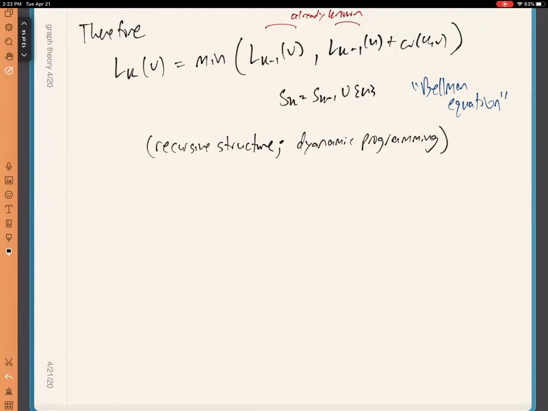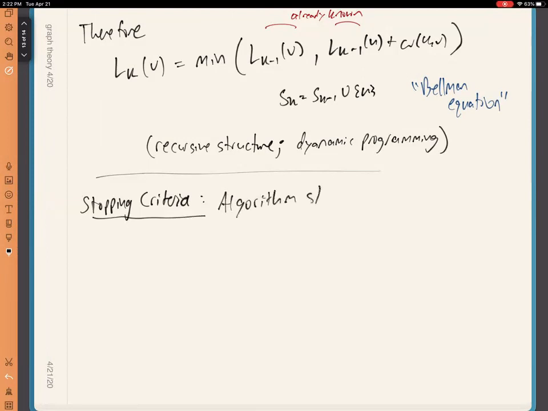Okay, and so that's how step K works. Well, the algorithm's not going to go on infinitely, so what is the stopping criteria? When does it stop? Well, the algorithm stops at step M, and I'll tell you how you find M. It stops exactly at the step M when Z is added to the set S.